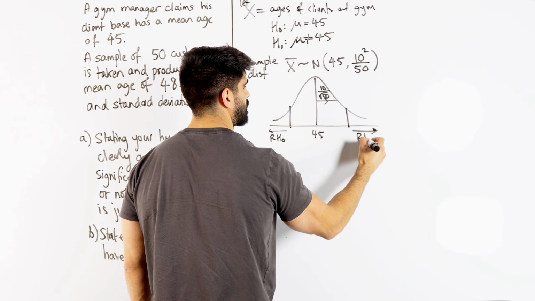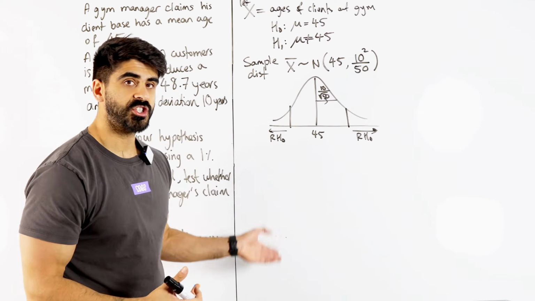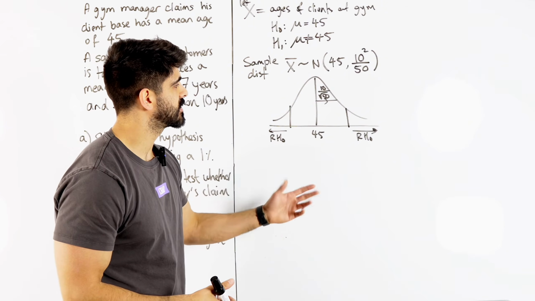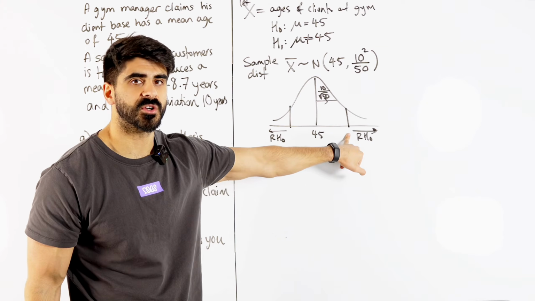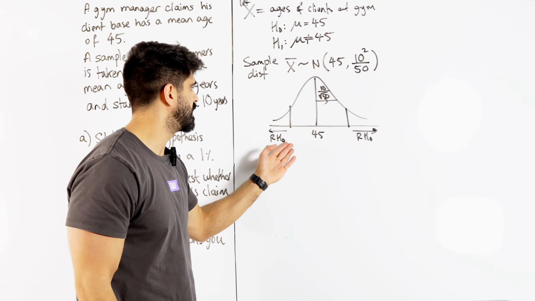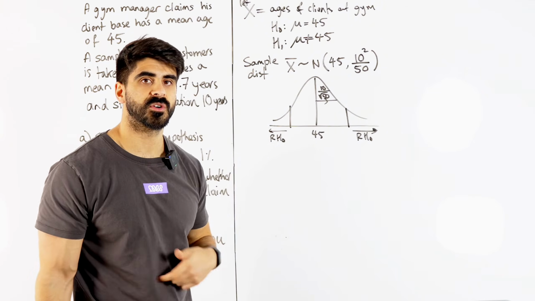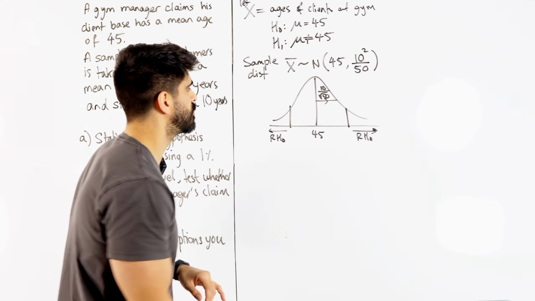We're literally saying what values or what ages would be sufficient in us saying that this is probably not correct. Do I have to get 50 years old to say that this is not correct? Do I need it to be just 46 years old? Do they need to be like, I don't know, 43 years old? We don't know. But what we do know is the areas. We do know these regions.